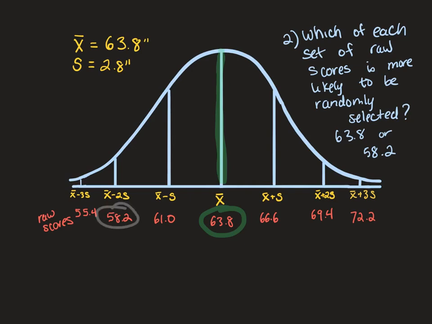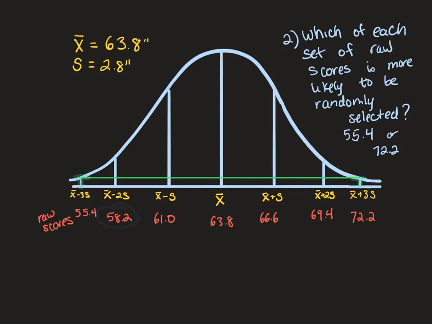The score of 58.2 corresponds to a z-score of -2. That means it's 2 standard deviations below the mean, and you can see that the height of that location on the graph is much lower than the height of the mean or center of the graph. Let's try one more. Which raw score is more likely to be randomly selected? A raw score of 55.4 or a raw score of 72.2? You should have noticed that these two scores are equally likely to occur because they are equally far from the mean, and they are of equal height on the graph. A score that is 3 standard deviations below the mean and a score that is 3 standard deviations above the mean have an equal chance of being selected at random.